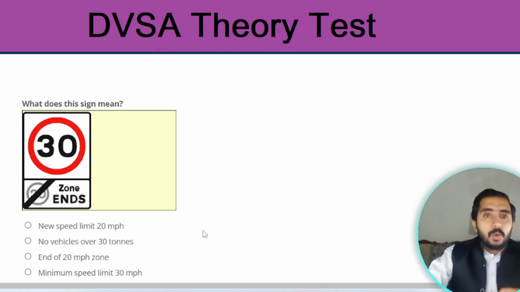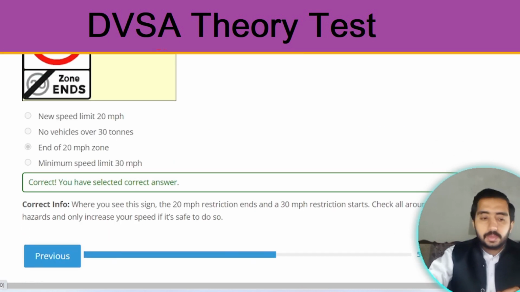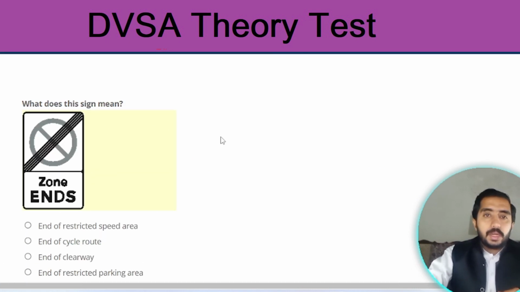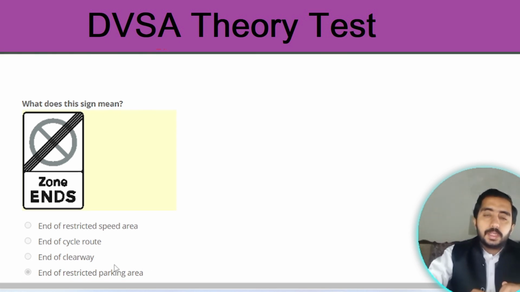Next one. Okay, this sign is represented by end of 20 mph zone. Next one. Our next symbol is represented by end of restricted parking area. Option D is the correct option. Next question.